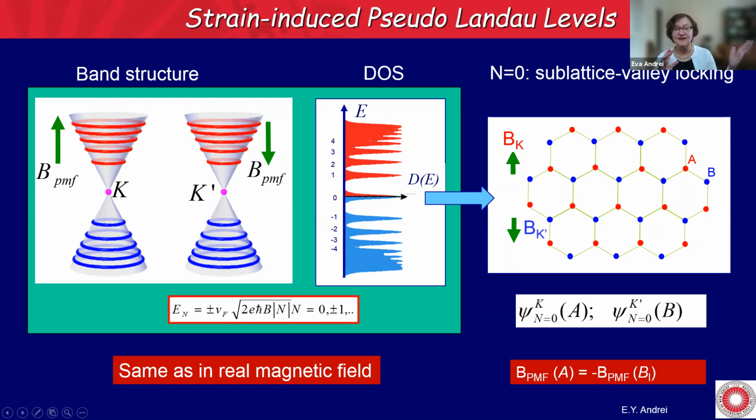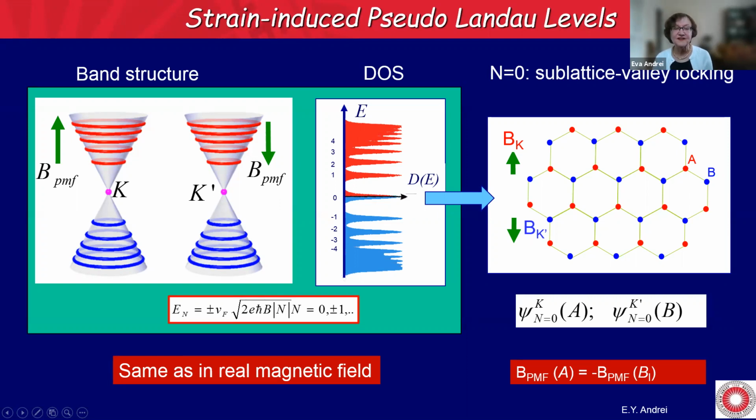It doesn't care whether the magnetic field points up or down, so the density of states will look essentially the same. Very interesting: if you shoot an electron in, it is going to see the pseudomagnetic field, and it's going to respond accordingly.